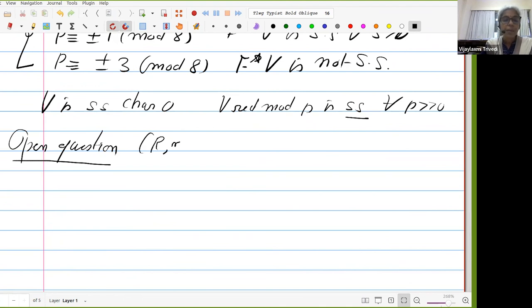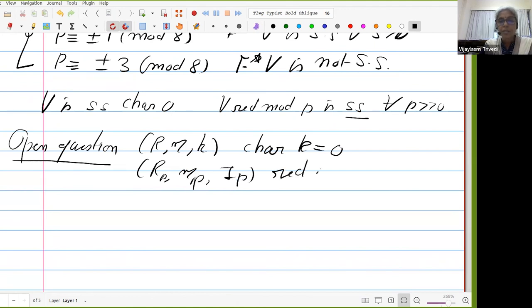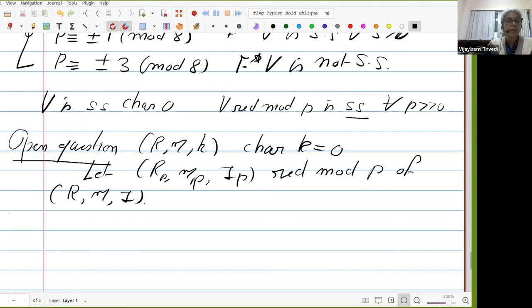So you have R, m, k, where R is a Noetherian local ring with residue field k, and the characteristic of k is zero. And now R_p, m_p, and suppose your ideal is I. I_p is the reduction mod p of R, m and I. So the question is, does e_HK of R_p, I_p, limit as p tends to infinity, exist?